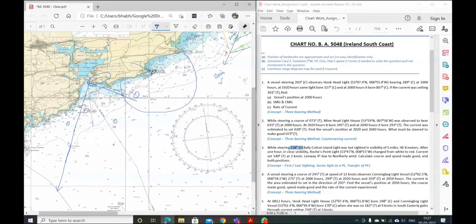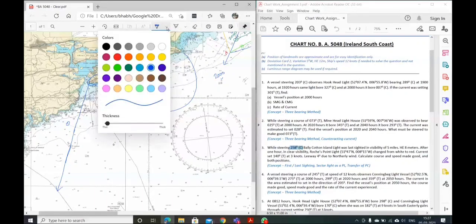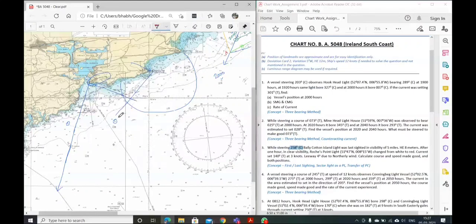Let's apply the leeway track on the center of the circle. Let's assume it goes something like this. This becomes my leeway track. The set and rate of the current is given to me. It is 140 at 3 knots. So let's put the current vector also. Wherever the course steered vector ends, I put my current, 140 at 3 knots.